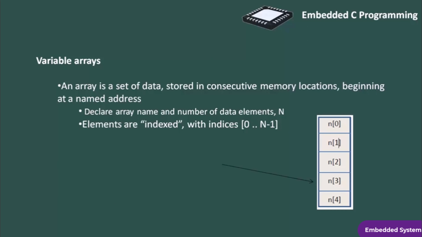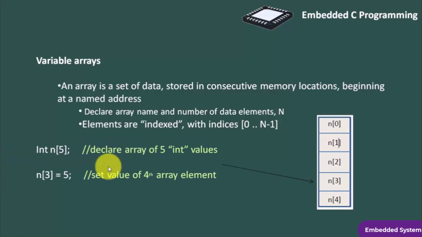An array is a set of data stored in consecutive memory locations beginning at a named address. We declare an array using a name and the number of data elements. Data elements in an array are indexed with indices 0, 1, 2, 3, like this. Here is the example. When I write int n[5], that means I am creating an array of 5 integer values.